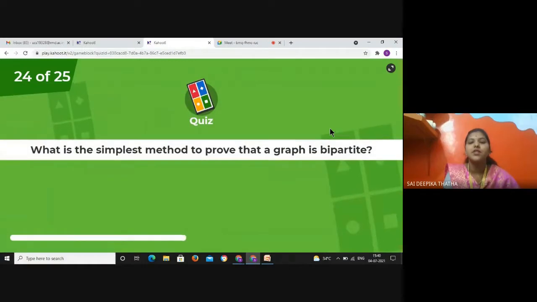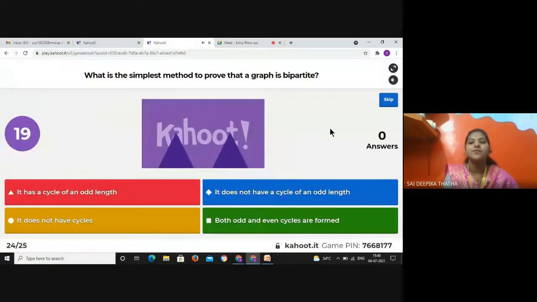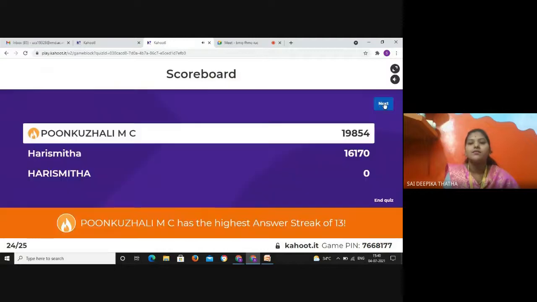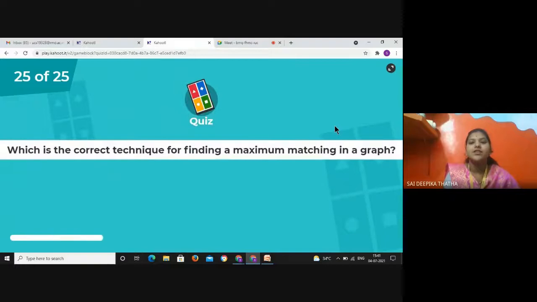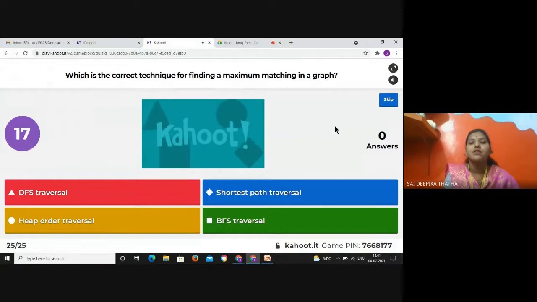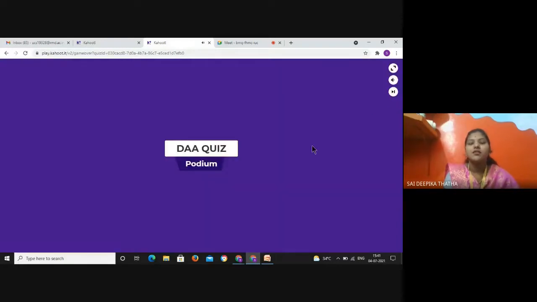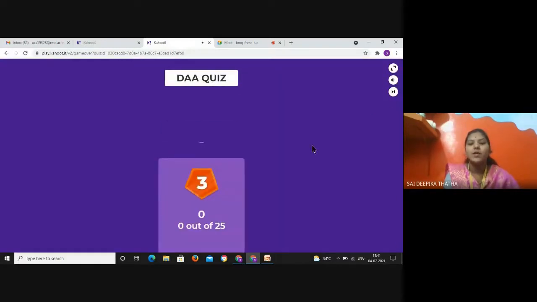What is the simplest method to prove that a graph is bipartite? It doesn't have a cycle of an odd length. What is the correct technique for finding a maximum matching in a graph? It's going to be BFS traversal. Correct. Now podium. Who is on the podium?